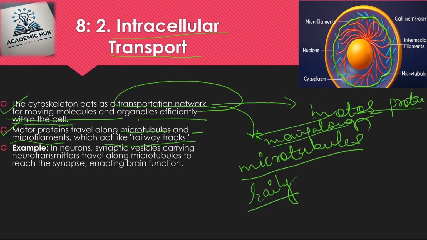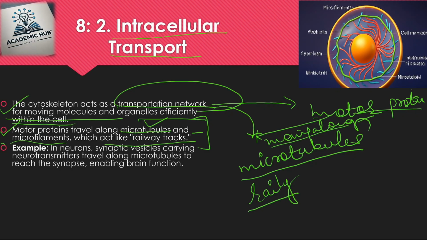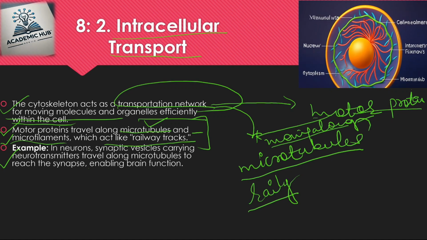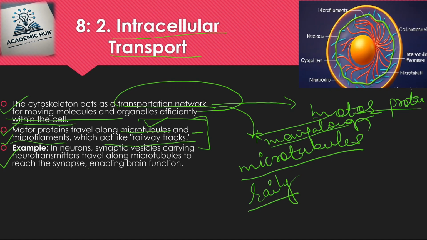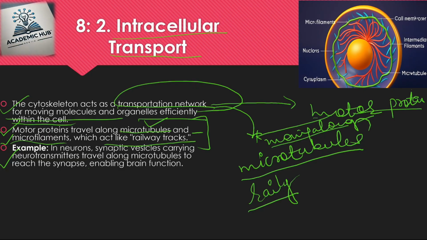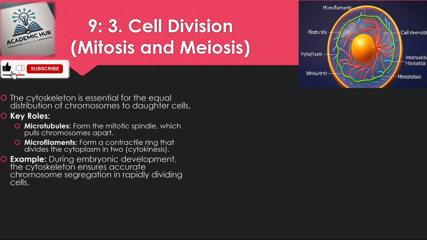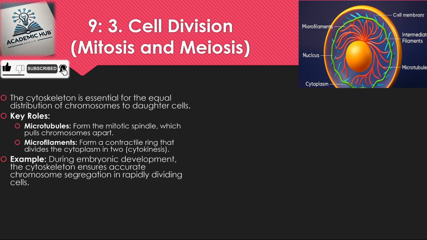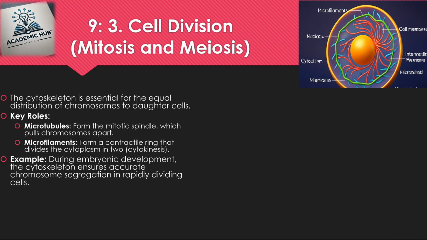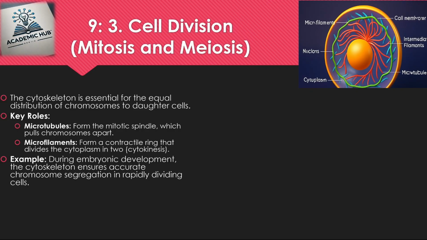Now we will take an example for this, how these two work, microtubules and microfilaments. In neurons, synaptic vesicles carrying neurotransmitters travel along microtubules to reach synapses, enabling brain function and proper communication. So the role of microtubules in neurons is to carry the neurotransmitter from the cell body to the axon terminal for proper function and communication.